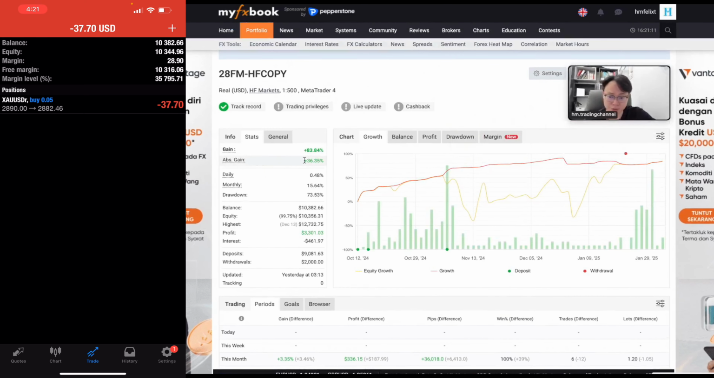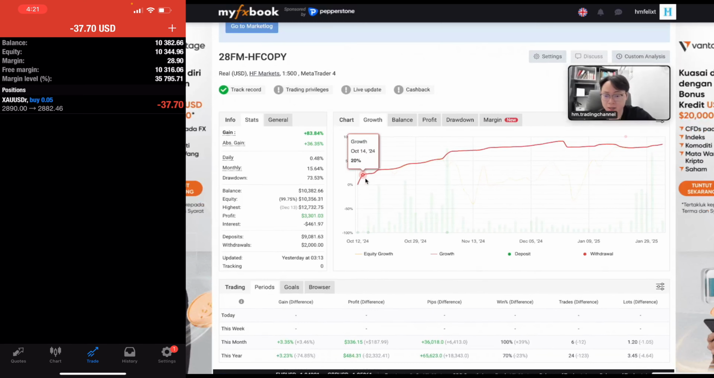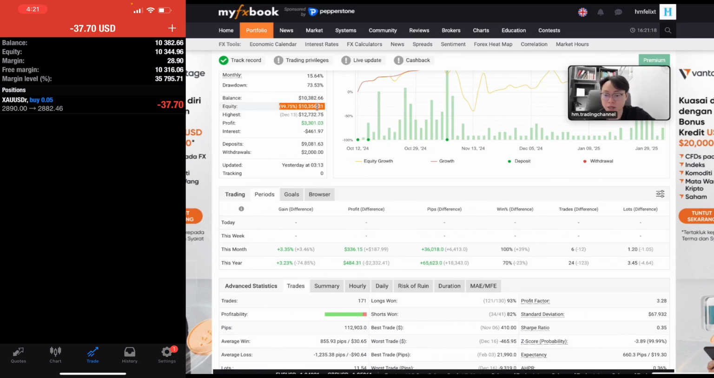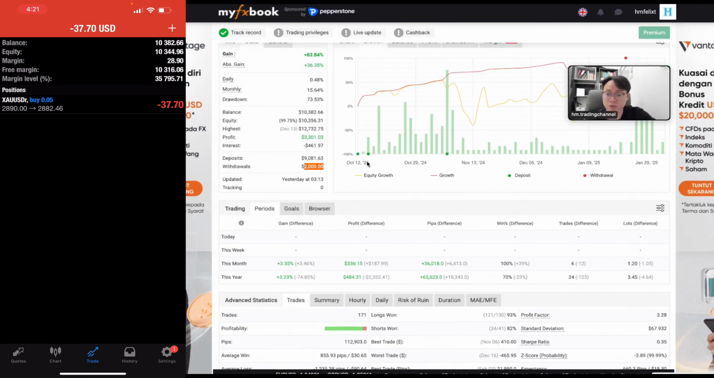Just look at the absolute gains with 36%. We will maintain this as a 10K live account, right? And I already withdrew 2K. Overall profit is 3.3K.